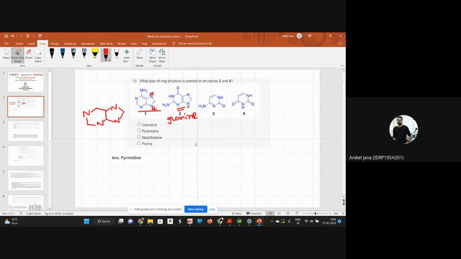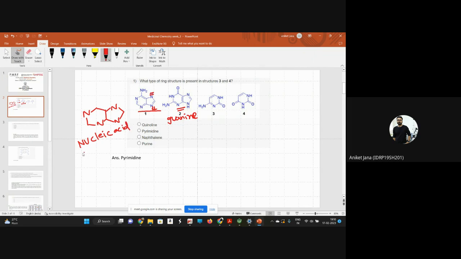Okay. So what is the significance of this purine and pyrimidine? What are the common structures present, and where are they widely present? They are active components of nucleic acid, right?